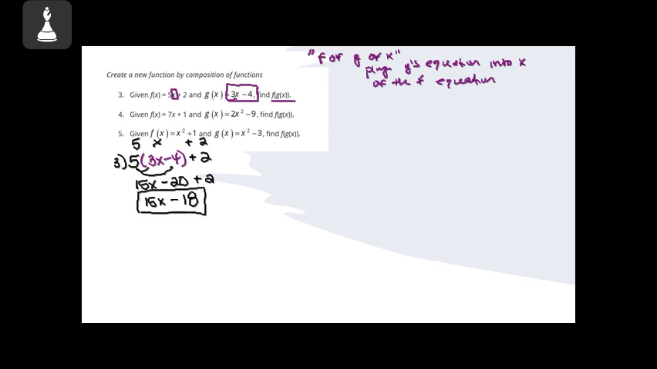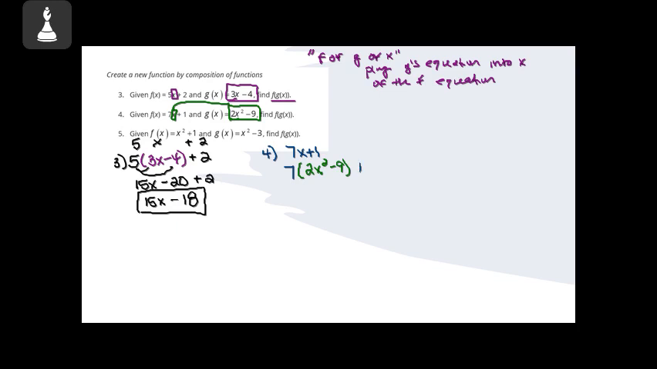All right, working with number 4, we have our f function is 7x plus 1. We want to find f of g of x. So again, we want to take g's function and put it in place of x. So I still have the 7, but in place of x, I'm plugging in 2x squared minus 9, and then I need to carry down my plus 1.